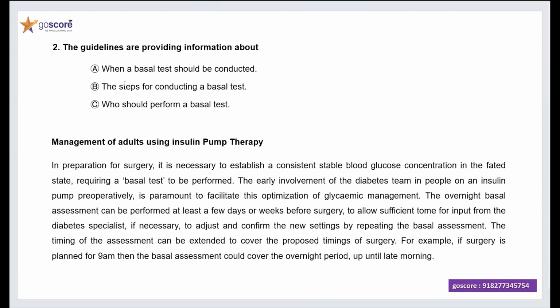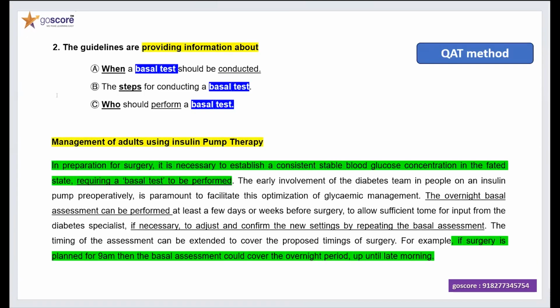text. Options, when it should be conducted. That means the basal test, okay. Then the steps for conducting a basal test, the procedures, the step-by-step, whether they are explaining or not. Then who should perform a basal test, whether they are explaining who is going to perform or who should perform the basal test. So we can read the paragraph, right? Because we have read question, answer options. Now we are moving to text. So the guidelines are providing information about what we need to find out.